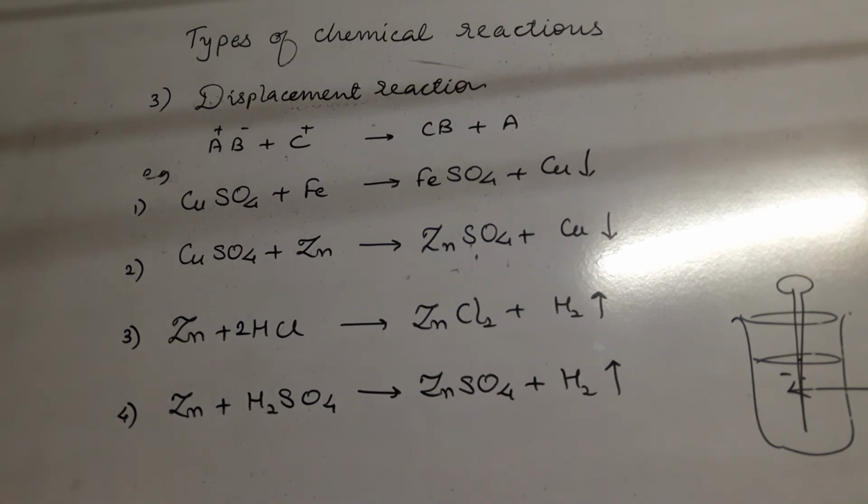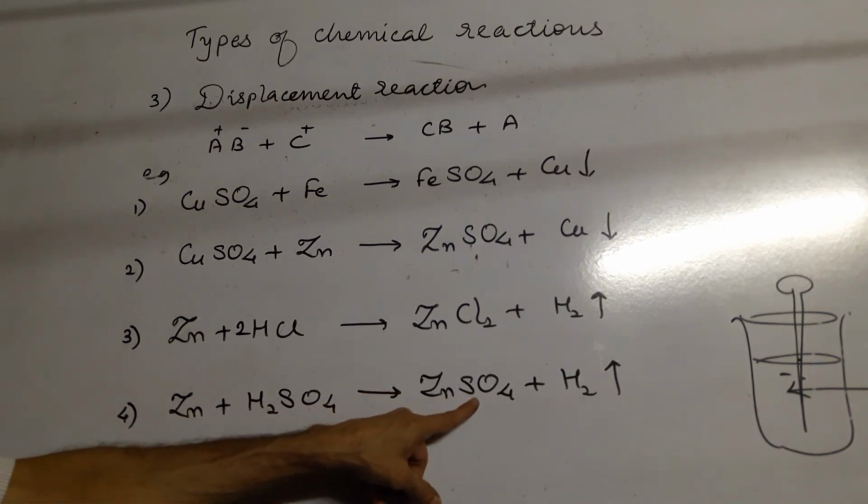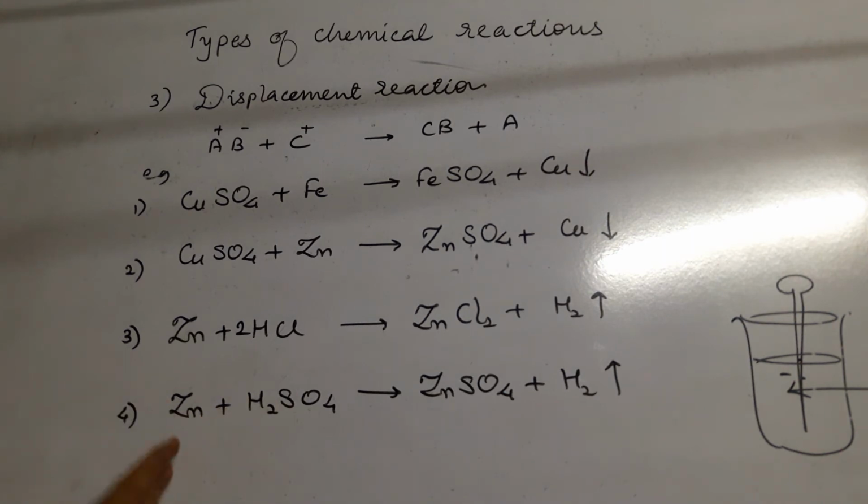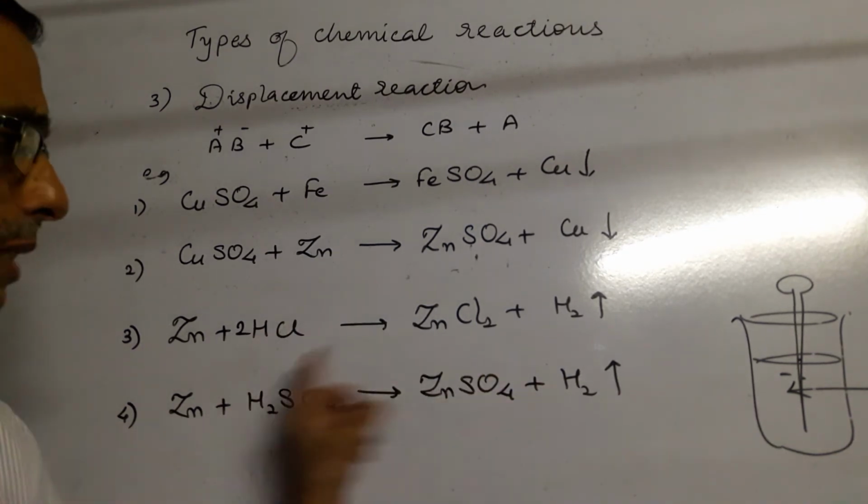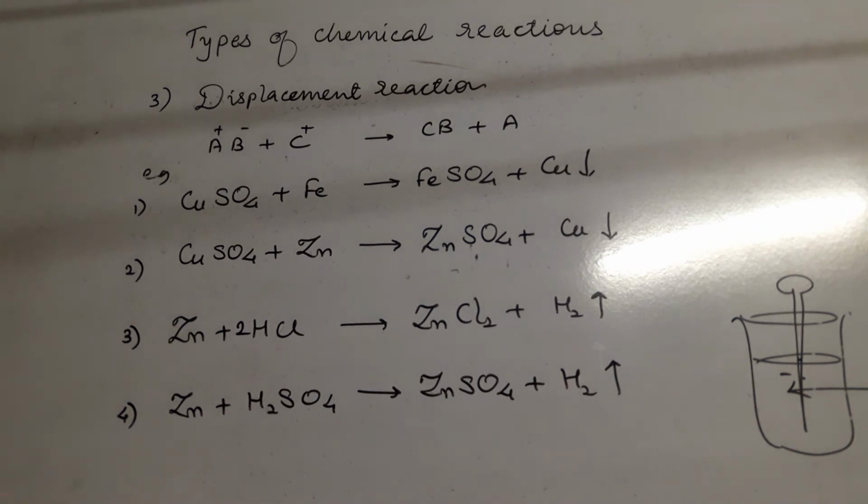Hydrogen there also 2. In the same way, we will find that zinc and sulfuric acid react to form zinc sulfate. In this reaction you will find that zinc has displaced hydrogen. So zinc sulfate is formed, hydrogen is displaced by zinc, and hydrogen gas is liberated. So these are the 4 reactions for displacement reaction. Copy this and let's go to the next one, double displacement or double decomposition.